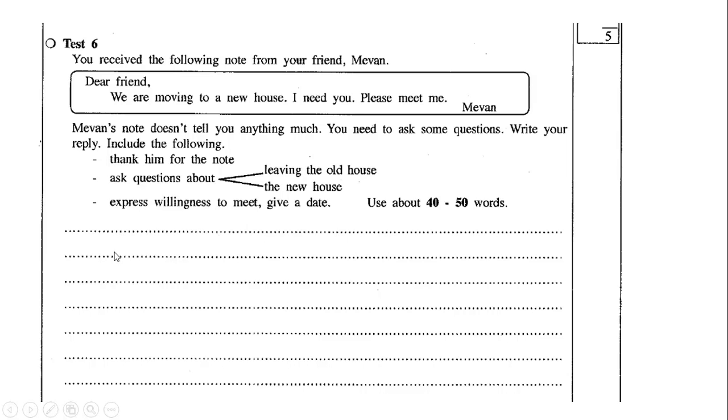Okay, let's write the note. What do you have to write here? Mevan. Then you can say, thank him for the note. Thank you very much for your note. I was surprised to hear that you are leaving the house. You can add that also. Then you have to ask the questions. Why are you leaving there? Where is your new house? When are you leaving? I'd love to come and help you. Let's meet tomorrow at your place. You have to write your name.